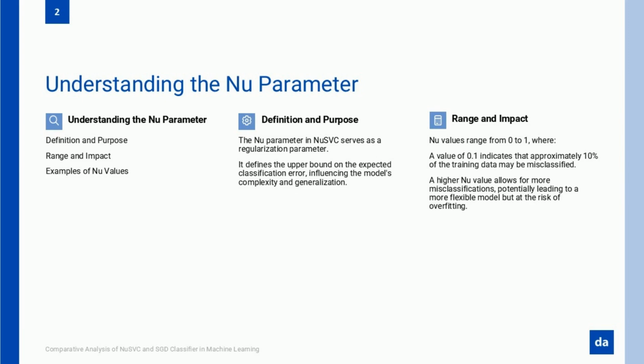The impact of nu doesn't stop at error control. It also plays a huge role in how complex your model becomes. A lower nu value pushes the model toward stricter boundaries, potentially increasing complexity and the risk of overfitting. A higher nu value, it smooths things out, often leading to simpler, more generalized solutions. That's why mastering this parameter isn't just about picking a number. It's about understanding your data and the trade-offs you're willing to make.